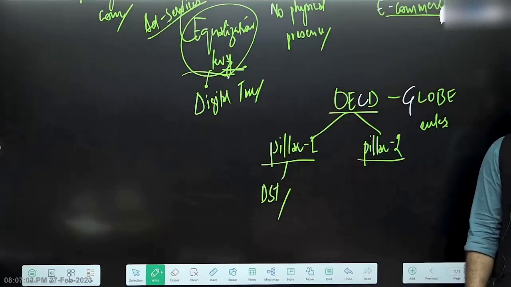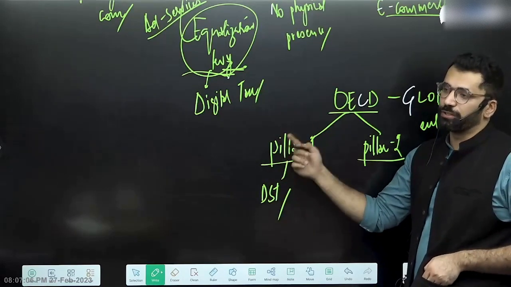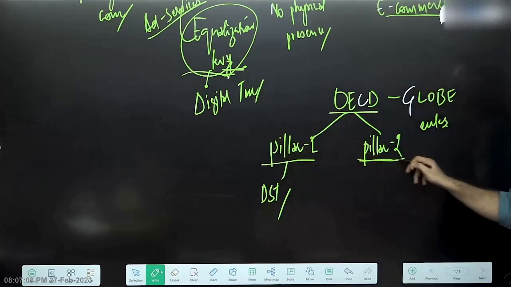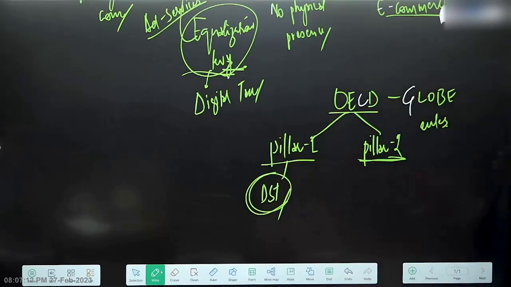Equalization levy अब सब companies पे लगेगा जिनका physical presence नहीं है but they are generating revenue from it. The second pillar, and this digital service tax is only applicable on few companies. They have given certain conditions.